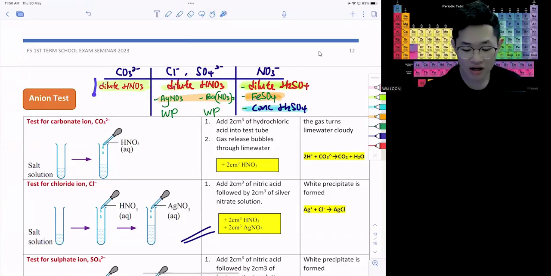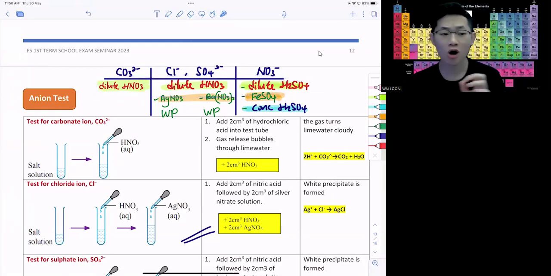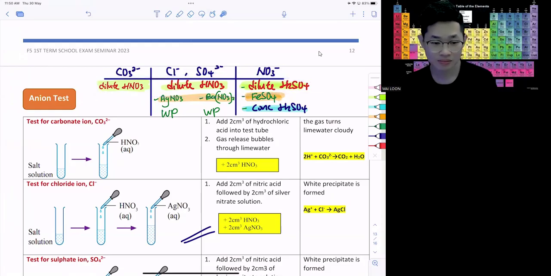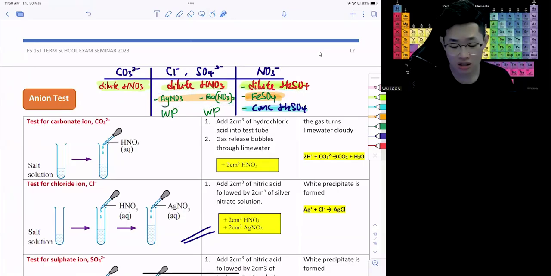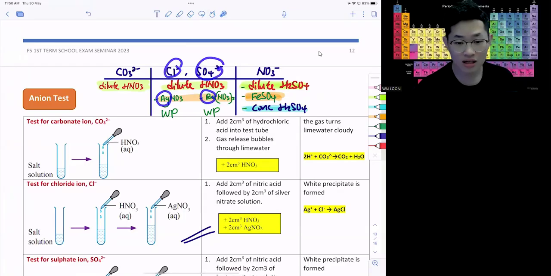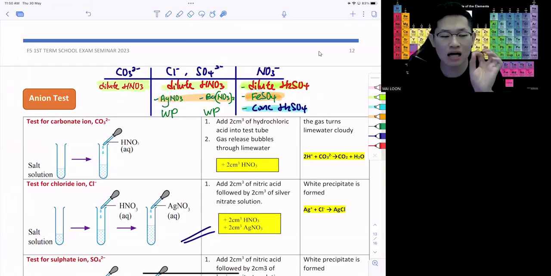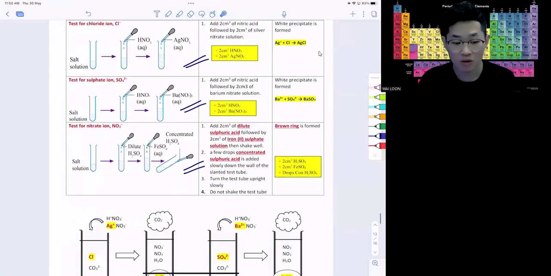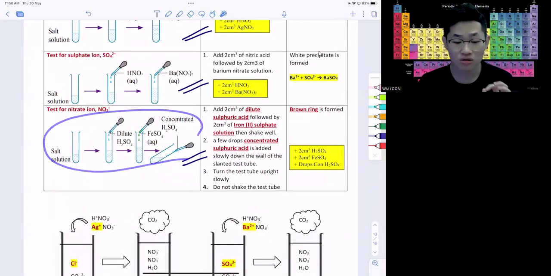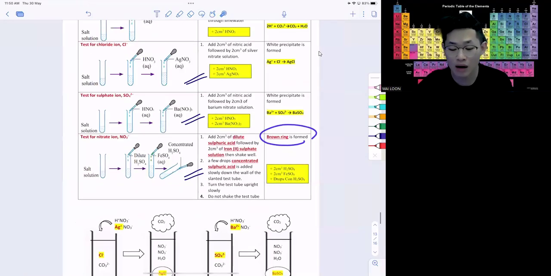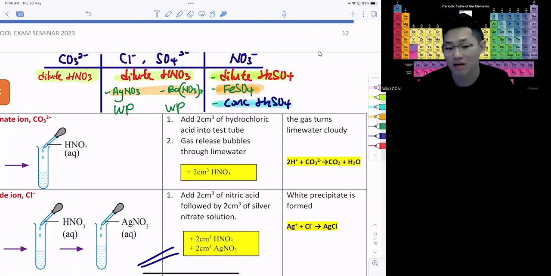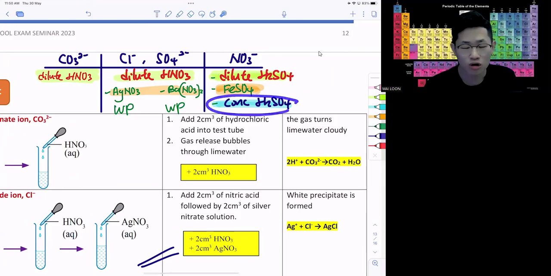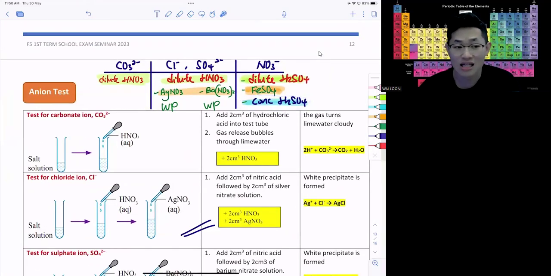And then the first solution that we add into the ion test is always an acid. It is always an acid. The second solution we add is always a salt solution that will have reaction. Silver, chloride, barium, sulfate. Then this Fe is the ion that shows brown ring. When we do the nitrate ion test, we are going to get brown ring in the end. And the brown ring is from the iron. Okay, if I add copper, then I won't be able to get the brown ring. So only the nitrate comes with a concentrated sulfuric acid in the end.